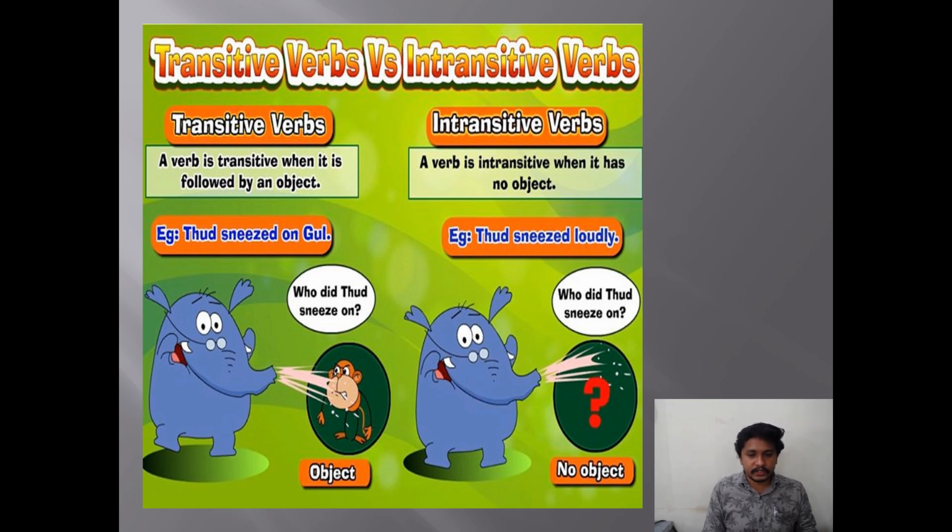In the first one, an object is there, Gul is there. In the second one, nothing is there. It just shows the expression, how. Thud sneezed loudly. There is no object. First one, Thud sneezed on Gul. Okay, that is the difference between transitive and intransitive verbs.